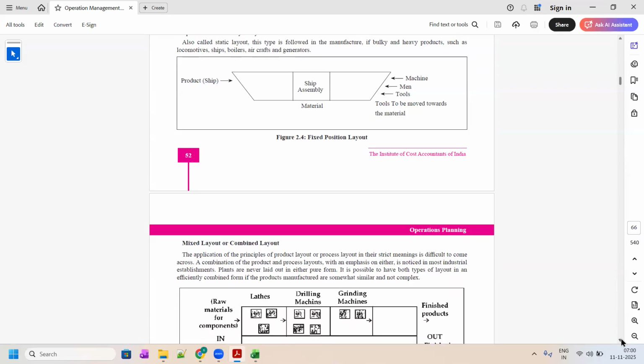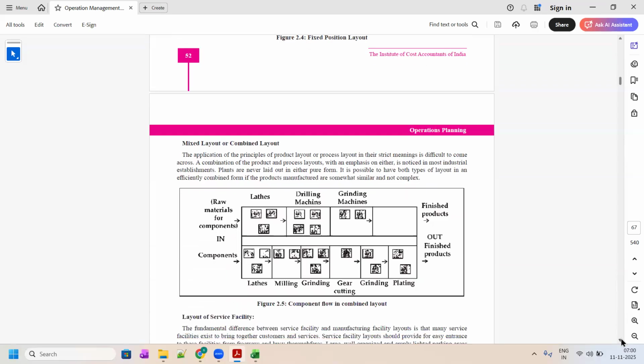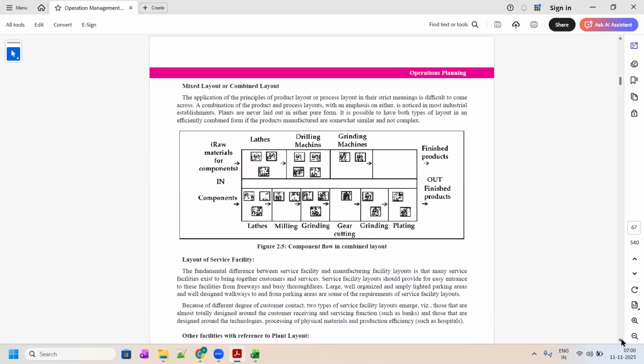Then, if I talk about hybrid layout or mixed layout, what does it mean? Here in the hybrid layout, as the word itself is telling you, it is a mix of two or more of the above layouts to suit complex production.